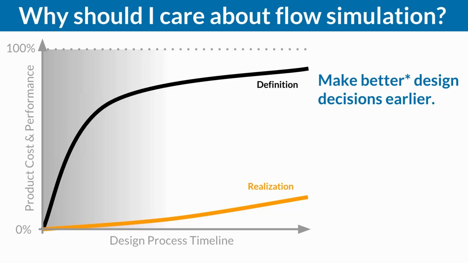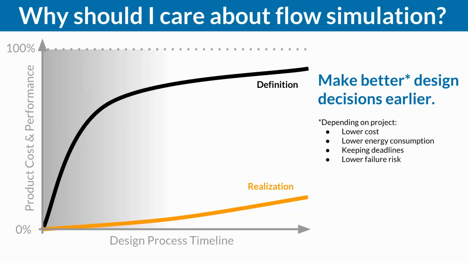And so better can have, in different industry verticals and in different companies, a different meaning. So sometimes it's about lowering the cost of a product, sometimes it's about lowering energy consumption, keeping deadlines, lowering failure risk, etc. At the same time, different people in a company will see better in different ways. So the designer has a different opinion than the engineers, who have a different angle of view than the manager.